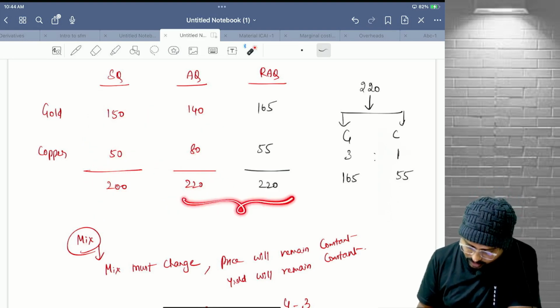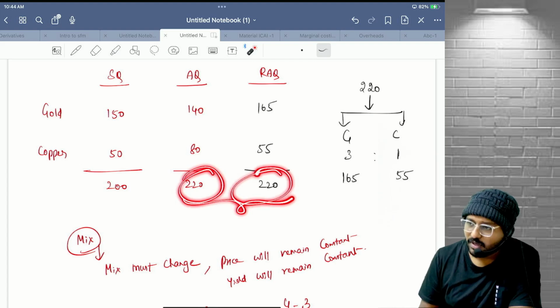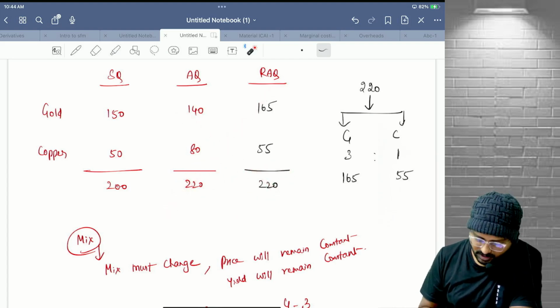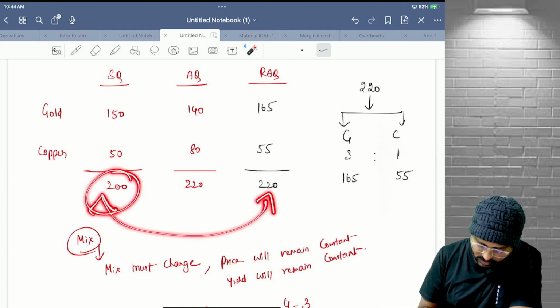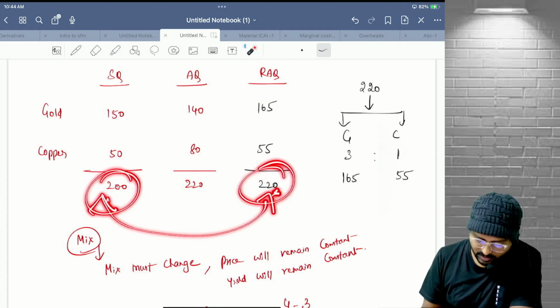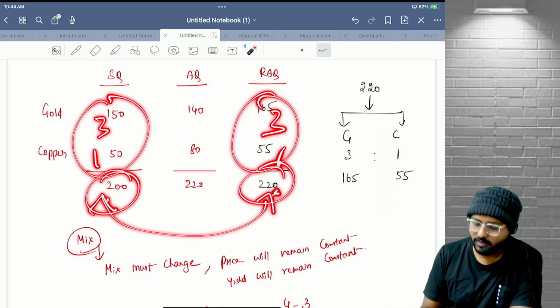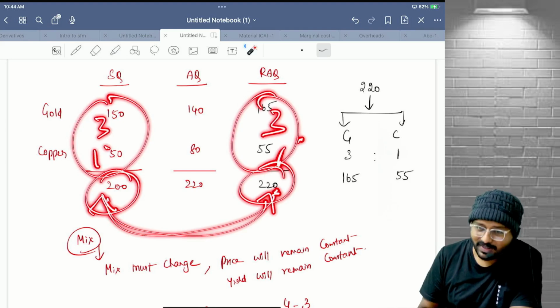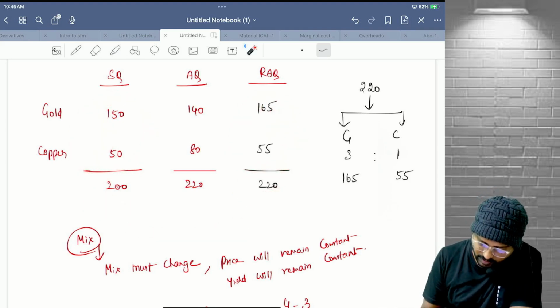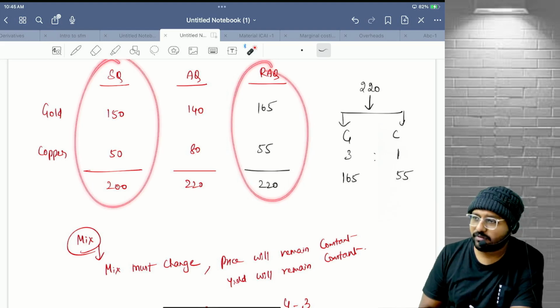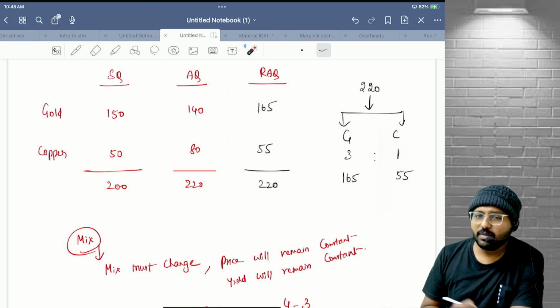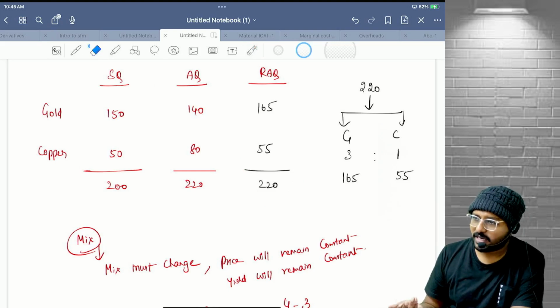Now, let's compare these two. First of all, yield is changing. Then this is not the answer. Now, what is left over? These two. Now see here, is yield changing? Yes. What about mix? 3 is to 1. What about mix? 3 is to 1. So mix is constant. What is changing? Yield is changing. So therefore the answer should be what? RAQ and SQ difference. Correct? Multiplied with price. What price will remain constant? Standard price. So that's your answer.